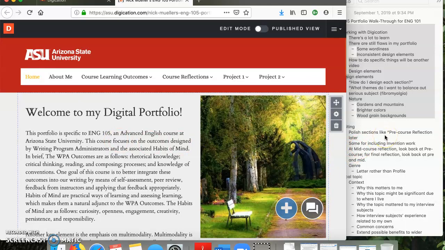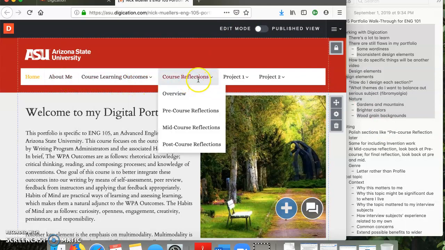What I'm going to talk about now are design elements. The biggest problem that I caused myself was asking, okay, how do I design the home section? How do I design the About Me section? How do I design my pre-course reflection? And that was a little crazy making and frustrating. And I hope that maybe what I say will reduce that for you.